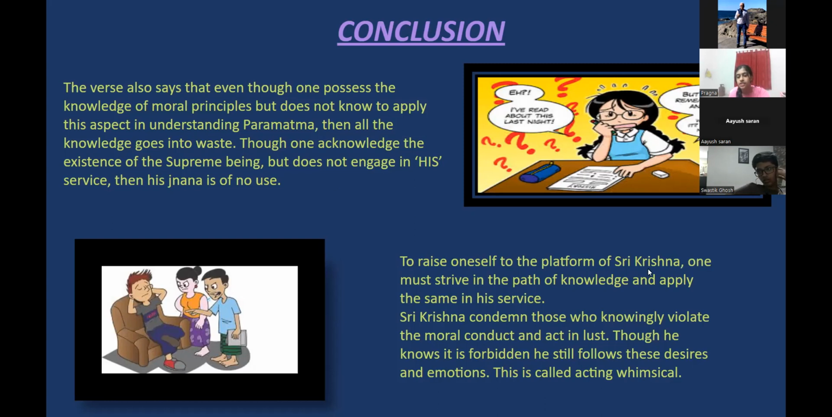So what Sri Krishna says is, to raise oneself to the platform of the Paramatma, one must strive in the path of knowledge and apply the same in service. So just knowing about things won't help, we have to apply it, use it. So Sri Krishna condemns those who knowingly violate the moral conduct and act in lust. So when you know something is correct, if you still go in the wrong direction, he condemns them, he punishes them. So a person will know something is wrong, but still because of his greedy actions and lust or any emotions, he goes in the wrong path. So this is called acting very immature.